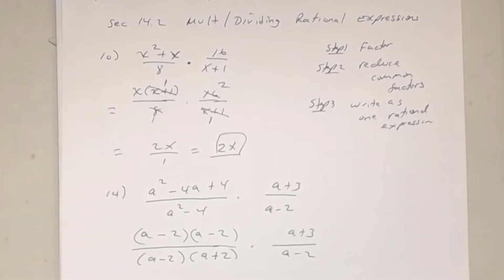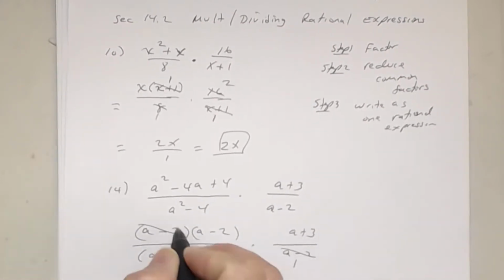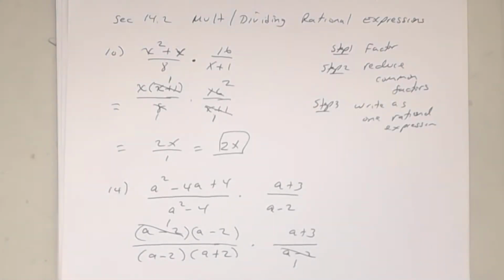Okay. Now what's step 2? Reduce. So step 2 is to reduce. What's the first factor listed? A minus 2. Will that reduce with anything in the denominator? Yes. When I cross them out, what do I put in their places? Ones. Factors of ones.